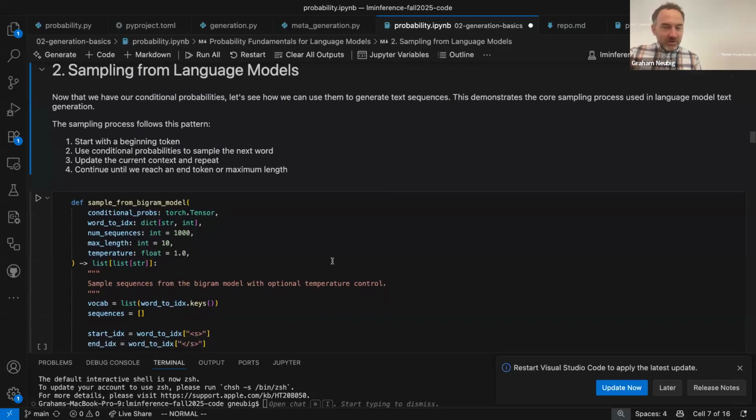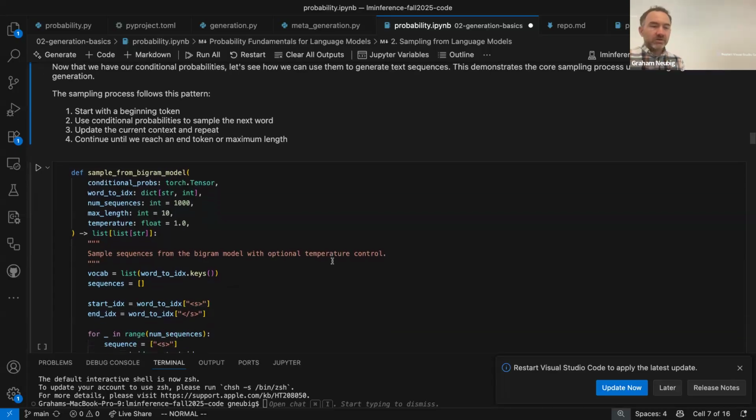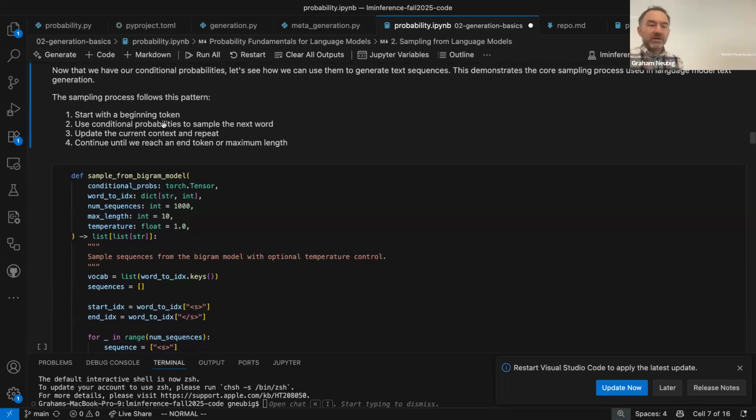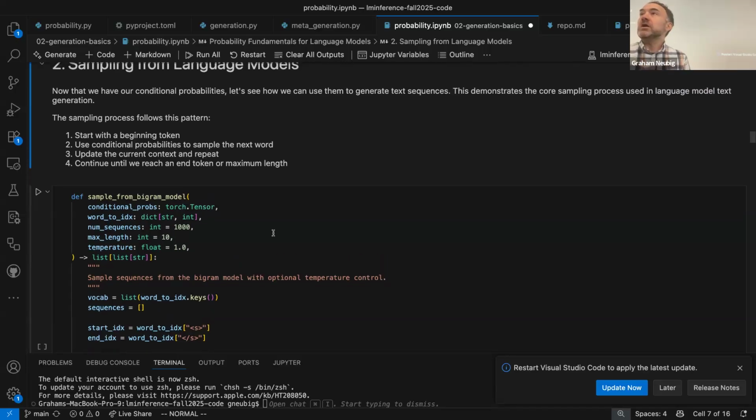So, cool. Okay. Now I want to talk about sampling from language models. This is the most simple inference algorithm that we're going to use. It's also a very special inference algorithm, which I'm going to talk about in a second. Basically, the way we sample from a language model is we start from the beginning token and use the conditional probabilities to sample the next word, update the current context, and repeat. And then we continue until we reach an end token or maximum length.